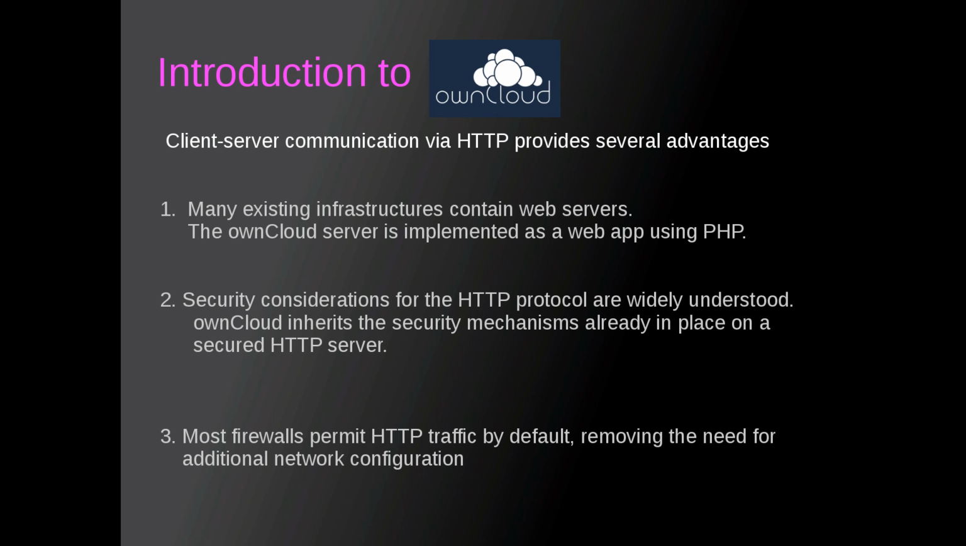The security considerations for the HTTP protocol are widely understood. ownCloud inherits the security mechanisms already in place on a secured HTTP server. Most firewalls permit HTTP traffic by default, removing the need for additional network configuration.